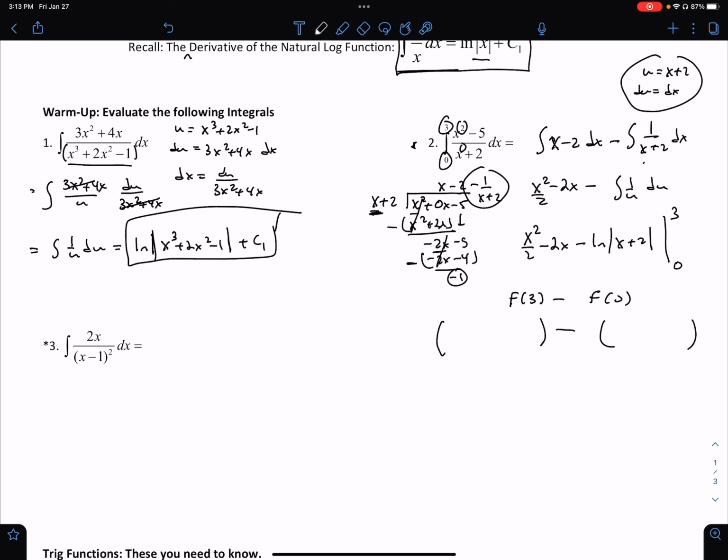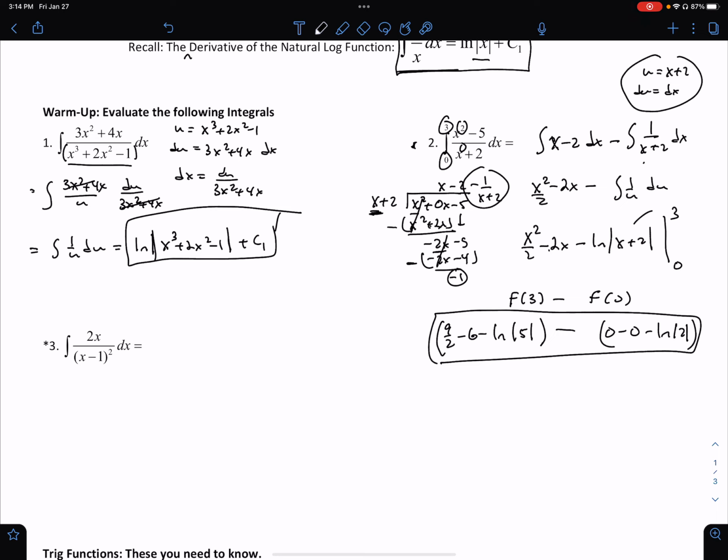Plug into 3. We get 9 halves minus 6 minus, plug the 3 in here, natural log of 5. Plug in the 0, we get 0 minus 0 minus the natural log of 0 plus 2, or 2. And there's your answer. Just leave it alone. Perfect. You guys did a great job there.